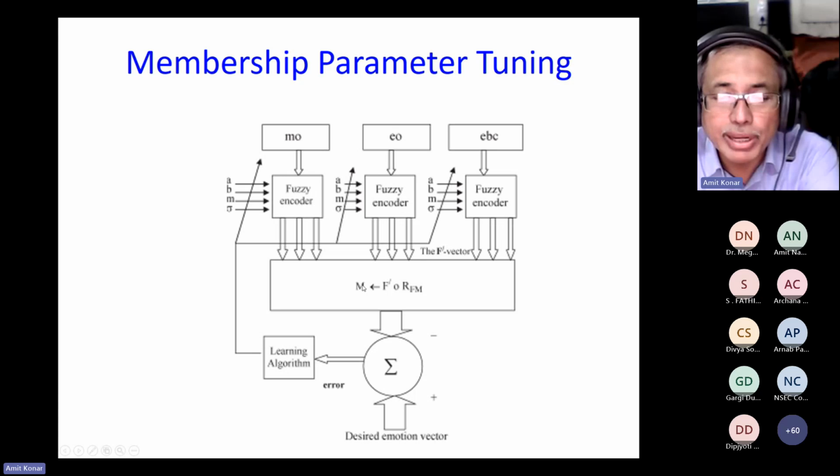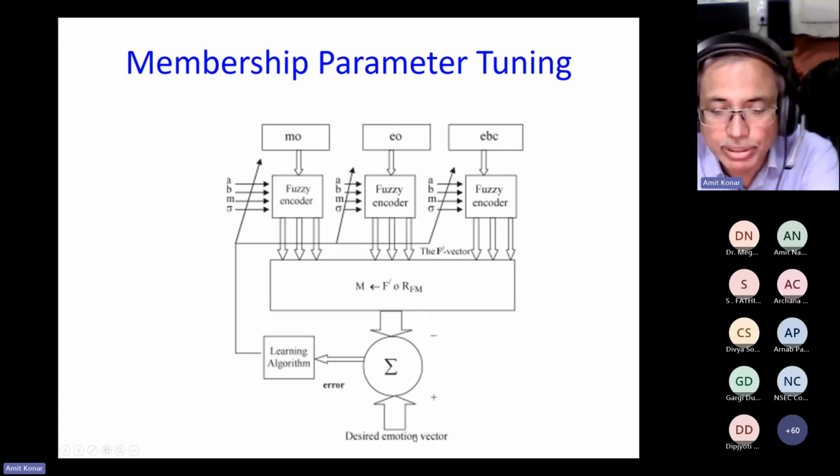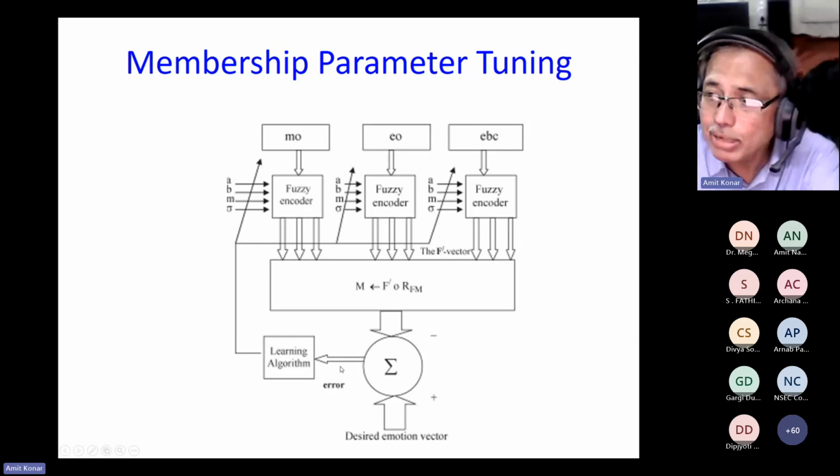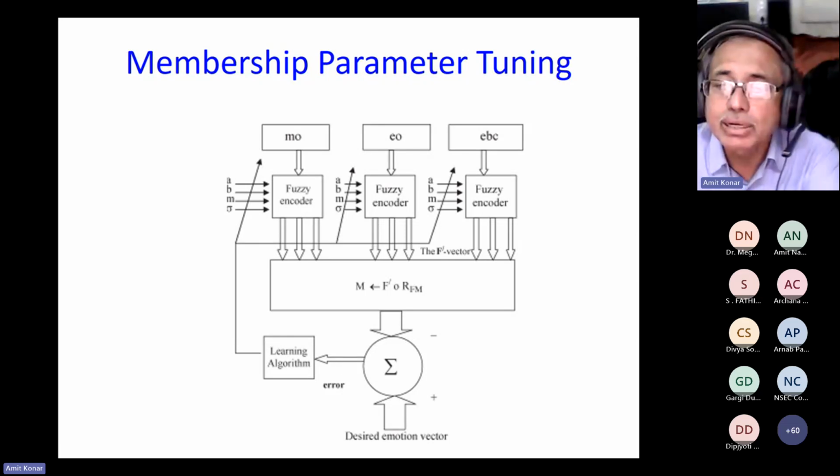Then how will we get the emotion vector from here? And there is a desired emotion vector. We take the difference of these two vectors and get an error vector, a component-wise error vector. This error vector is fed to a learning algorithm to adjust the parameters A, B, M, and sigma in a manner so that effectively the error norm will be zero. So how will you design the learning algorithm so that the error norm, or Euclidean norm of error, becomes zero? This is basically a tricky problem.